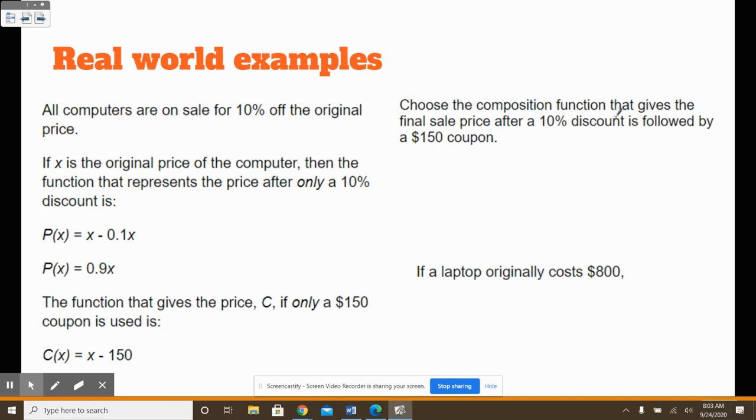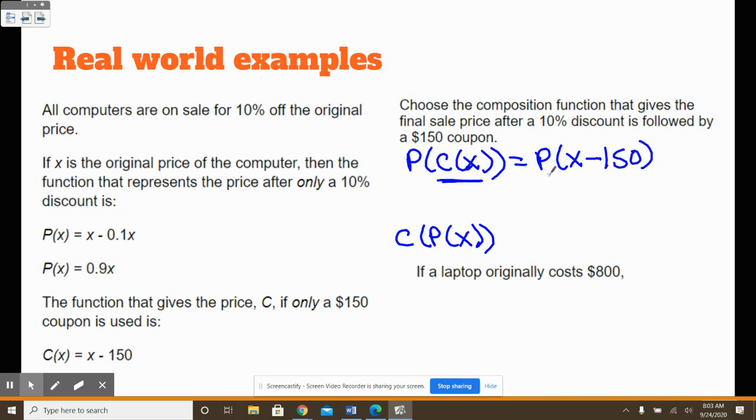Well, the laptop function, let's look what we can do here. Let's write both equations. Let's write p of c of x, and let's write c of p of x. If I do this c of x first, this becomes p of x minus 150. Go to function p, take out the x, and plug in x minus 150. 0.9 times x minus 150 is 0.9x minus 135.